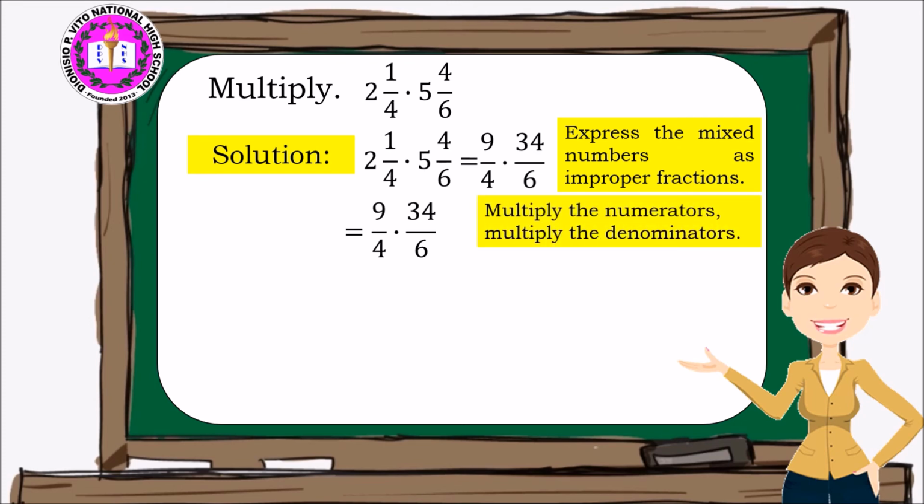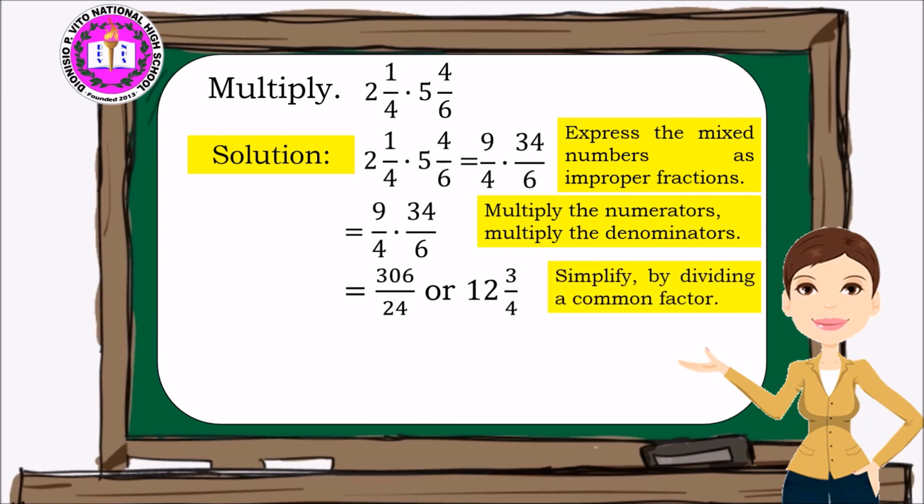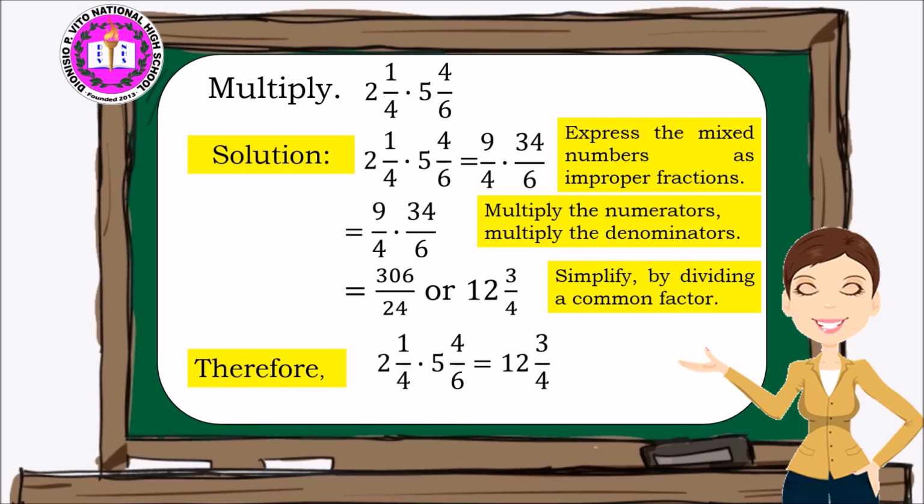Then we're going to multiply the numerators, then multiply the denominators. So we have 9 times 34 is equal to 306 over 4 times 6 is equal to 24. Then we're going to simplify by dividing a common factor. So we have 306 divided by 24 or 12 and 3/4. Therefore, 2 and 1/4 times 5 and 4 over 6 is equal to 12 and 3/4.